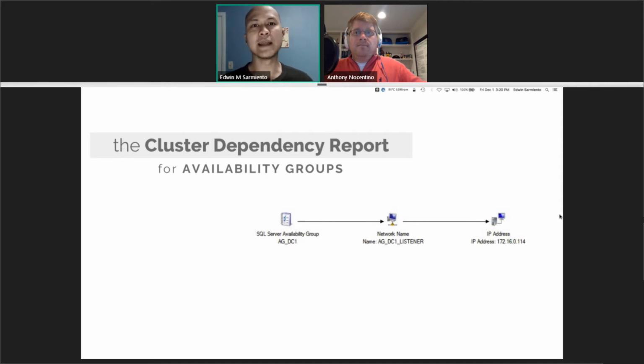And because it's a 2 replica availability group, it doesn't make sense to use a shared disk as a witness. So we deployed a file share witness. Now, this is Windows Server 2012, not R2. Okay, not 2008, but 2012.